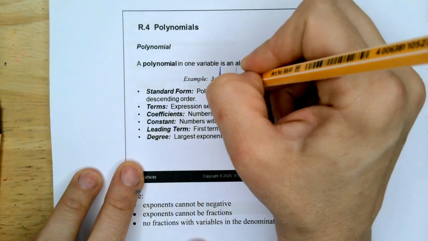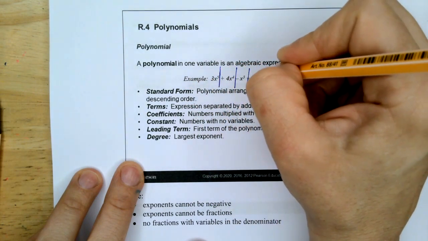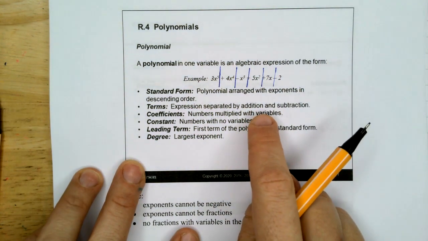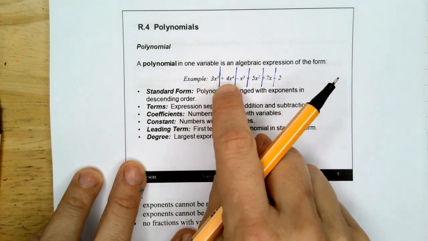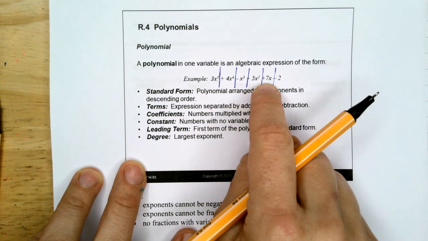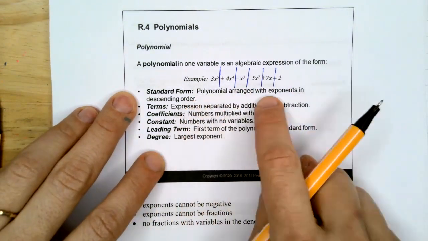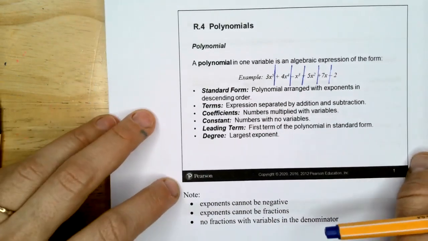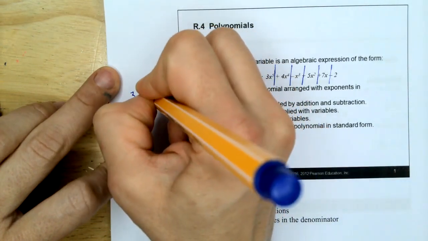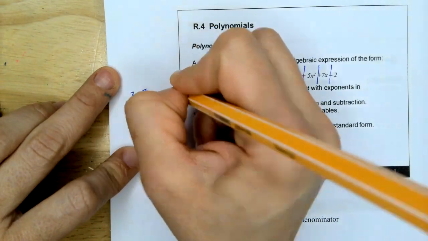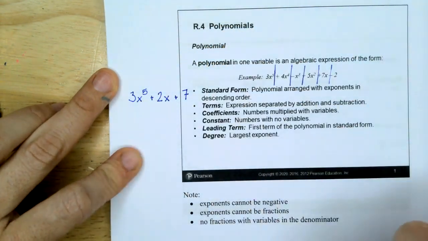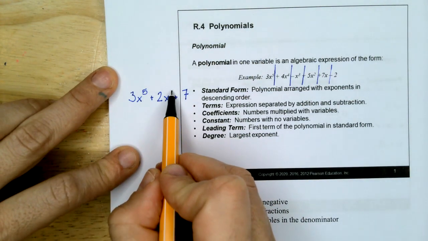If I was going to split them by term, I would put the line right in front of the addition or subtraction. This is a positive 3x to the fifth, positive 4x to the fourth, negative 1x to the third, positive 5x squared, positive 7x, negative 2, okay? It must have its exponents in descending order if it's in standard form. It's okay if you jump all the way from 5 to 1. That's fine. The 5 has to be in front of the 1.